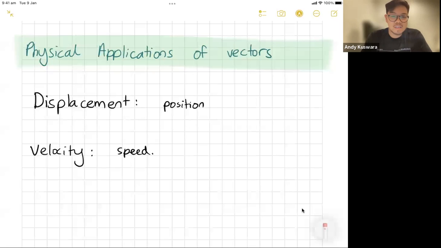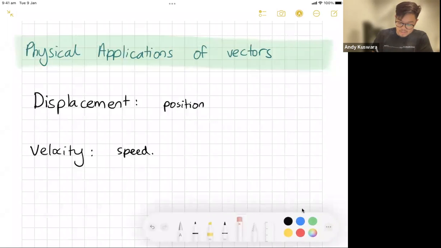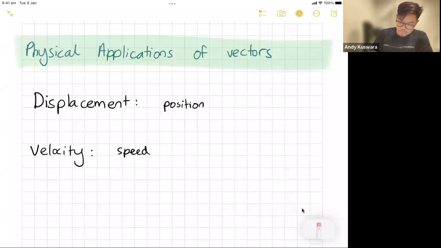When I'm talking about displacement, all you need to know is I'm talking about its position, a particular position. Velocity is a particular speed and it's got a direction. I'll write that down because it's going to come in handy later on if you already know your stuff with calculus. That's all you really need to know. We'll talk more about force later.